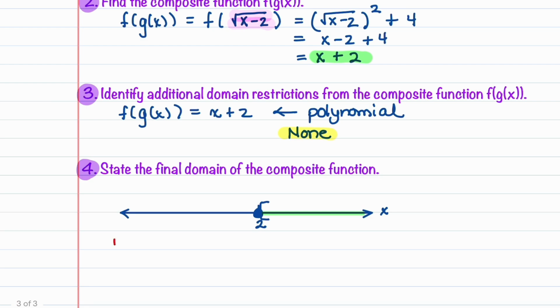We can then write that our domain is the following. It's going to be all numbers, square bracket, 2 to infinity. And there you have it. Finding the domain of a composite function involves considering restrictions on both the inner and the resulting composite function. Don't forget those crucial steps. Analyze the inner function, build the composite function, check for new restrictions, and then state your final domain.